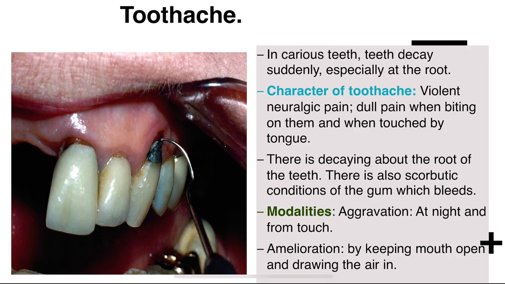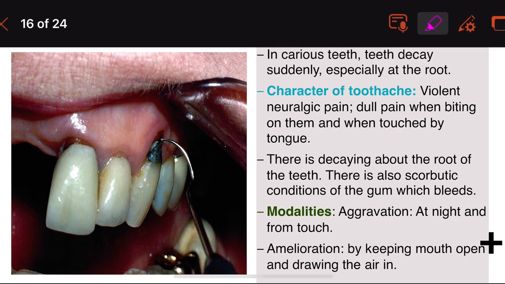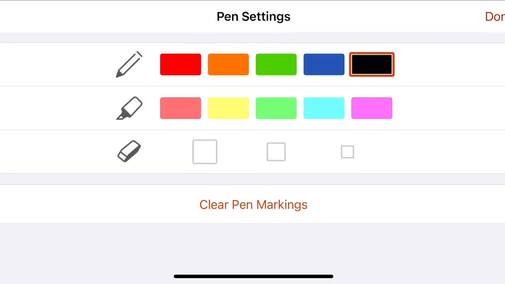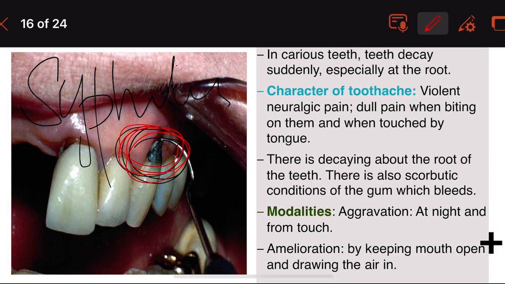Moving further to the toothache. In caries, the teeth will decay suddenly, especially at the root. So again, the miasm, you can think of syphilis here. In syphilis, there is caries and necrosis of the teeth. You can see in the picture here, there is necrosis of the teeth, especially the root of the teeth, there is decaying.